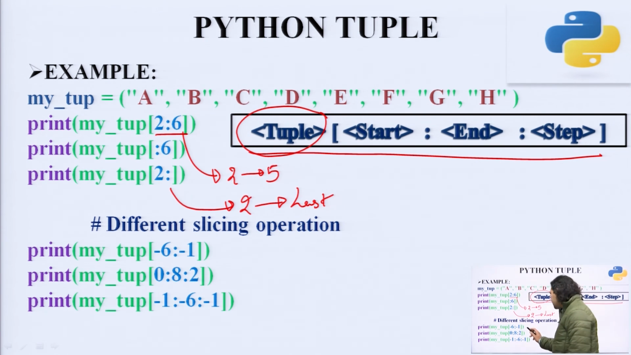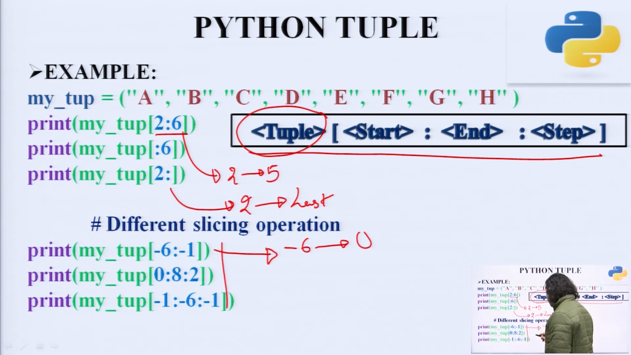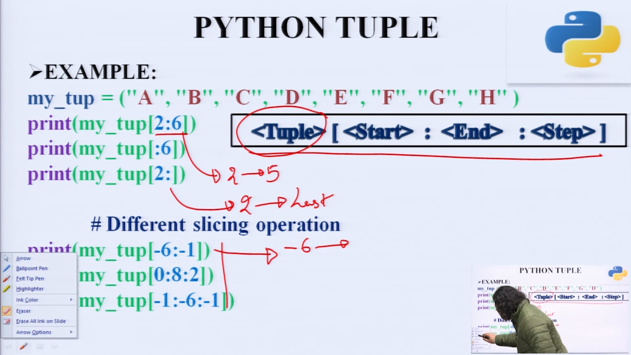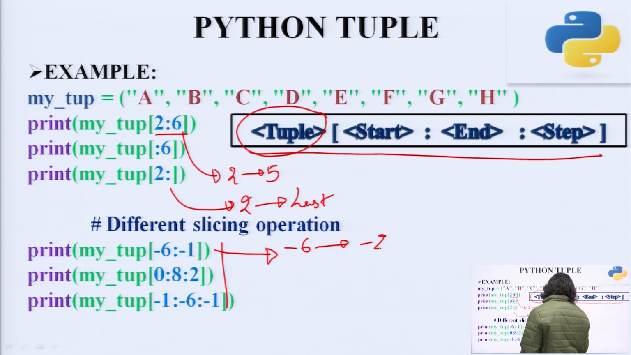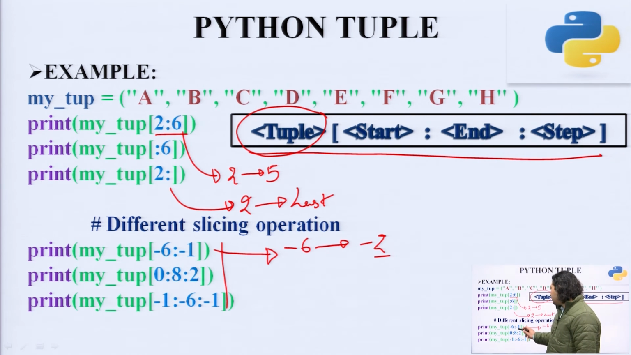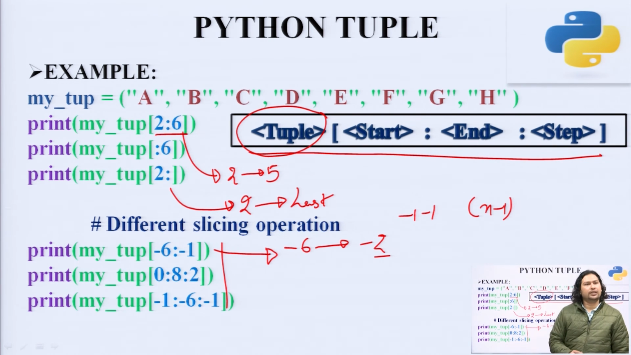Now, the next one, these are with different step values. Here you can see the answer is starting from minus 6, but it is going up to minus 2. Why is it minus 2? Because it is always n minus 1 in a slicing operation. This number is minus 1, but it is minus 1 minus 1, because the general formula is n minus 1. So, it is minus 2.